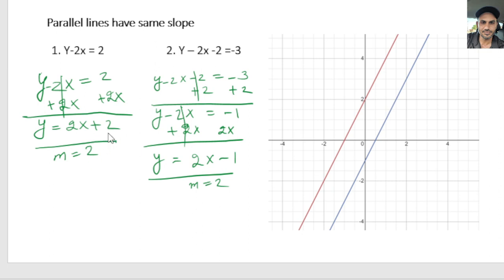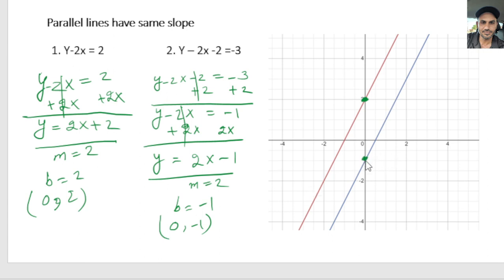What's the y-intercept here? b is equal to 2. Or you can write it as (0, 2). That's your y-intercept, which is right here. So basically, the graph that you see is for these two lines. And what is the y-intercept here? It's b equals -1. Or you can write it as (0, -1). So it's this point right here.